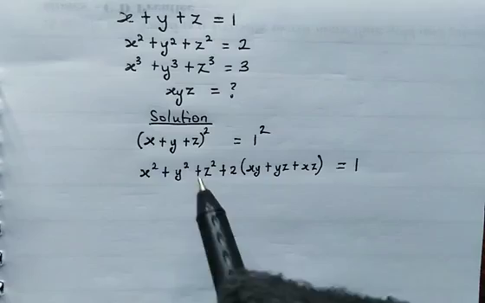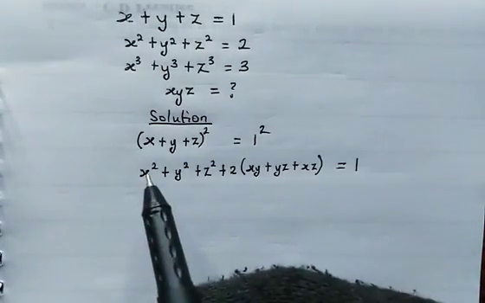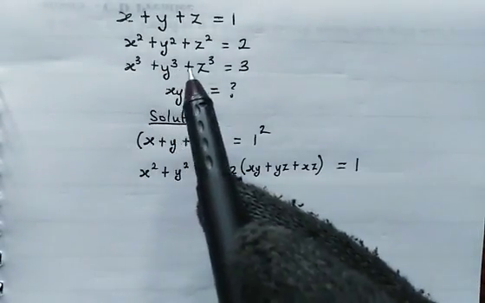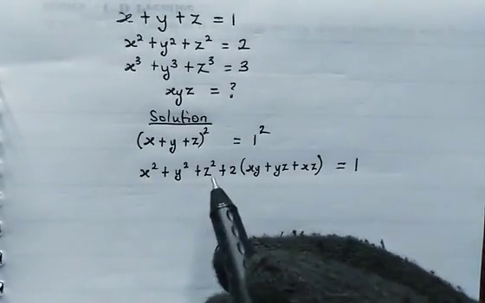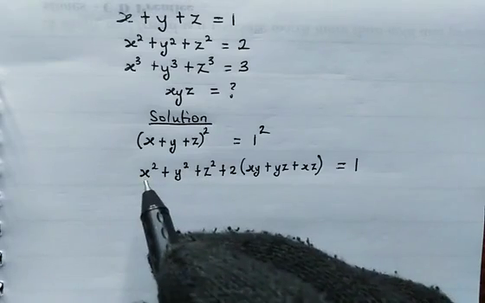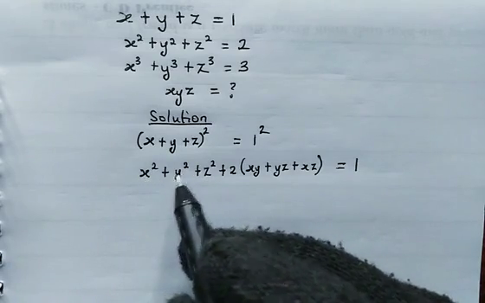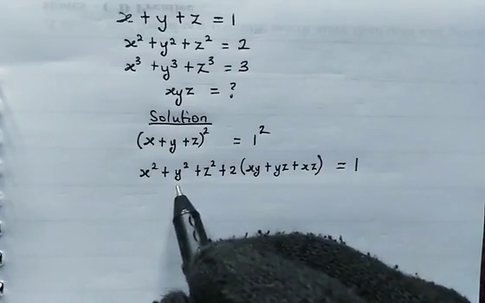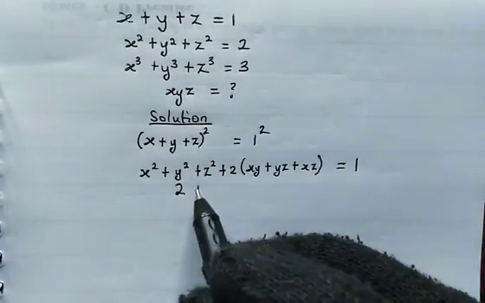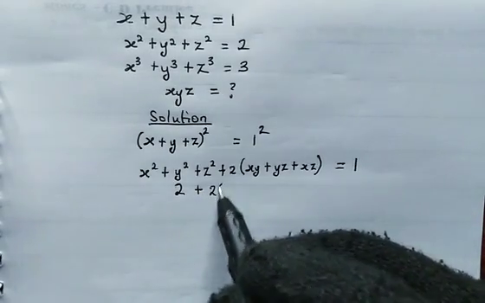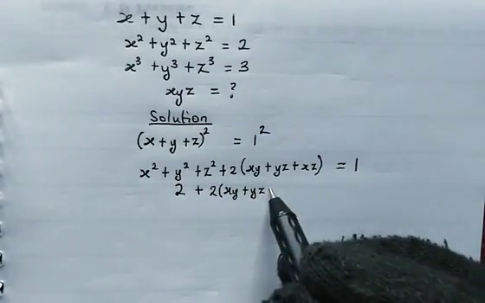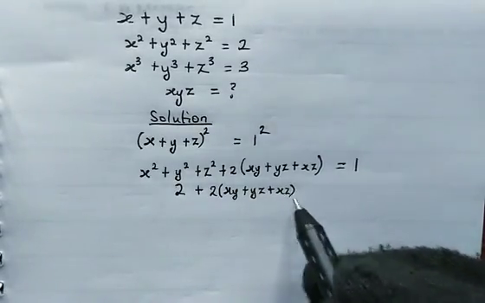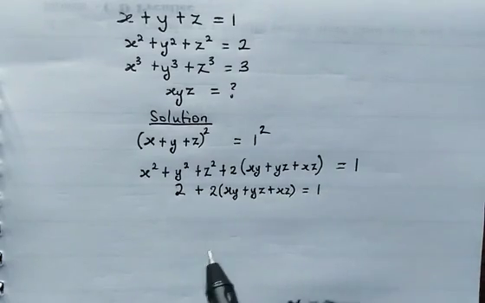Okay, now from equation 2, x squared plus y squared plus z squared is given as 2, right? So here we're going to make the substitution. From here, instead of x squared plus y squared plus z squared, we'll replace that with 2. Then plus here 2 into bracket xy plus yz plus xz, this equals 1.